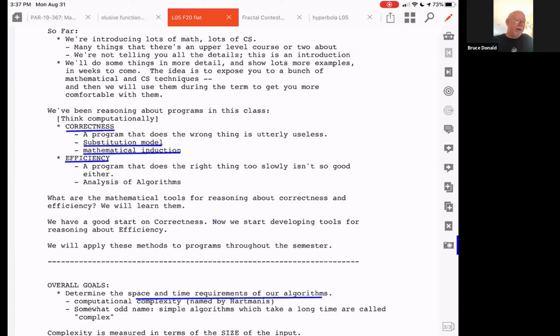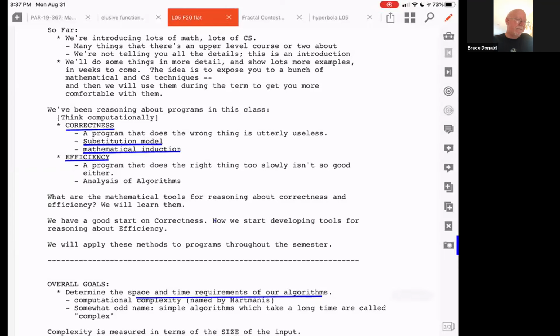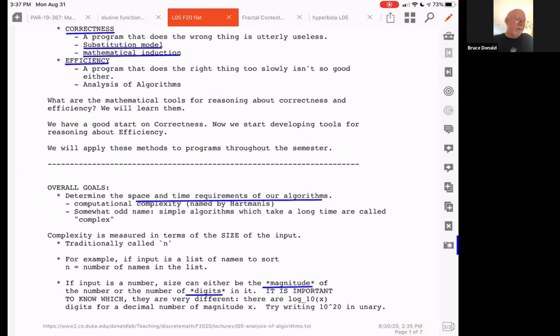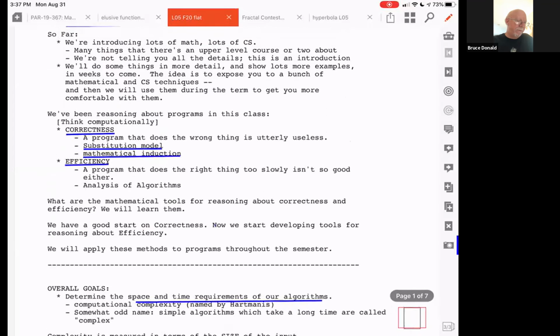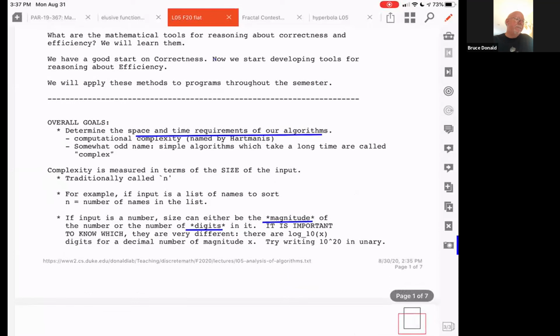So what are the mathematical tools that let us reason about correctness and efficiency? That's what we'll start today, and then we'll apply this. So we've done a pretty good job getting started on correctness, and now we want to develop tools for reasoning about efficiencies. So the goals are, we want to be able to determine rigorously the space and time requirements of our algorithms. And for many people that are working on algorithms or working on systems, this is one of the cruxes of computer science. It has kind of a strange name.